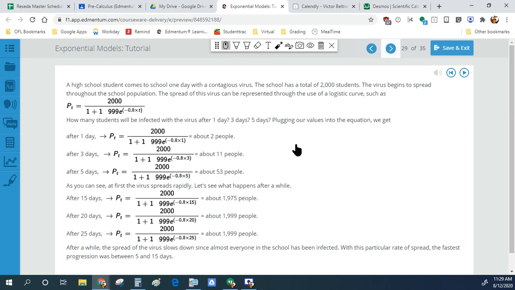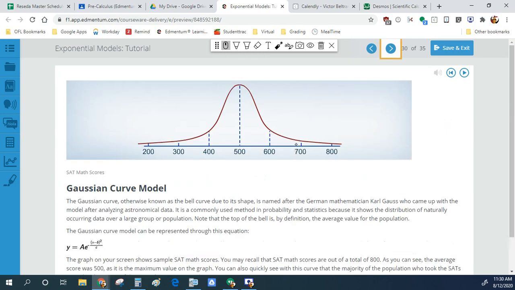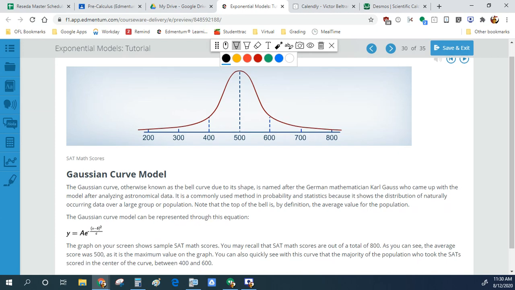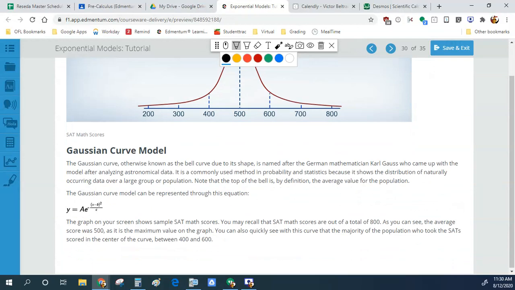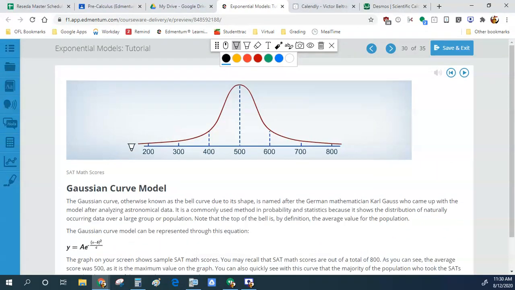All right, so moving on. And then there's this. Wow, they keep bringing up the bell curves and stuff like this. So there's this idea of a bell curve. This idea of a bell curve is a different type of exponential growth.